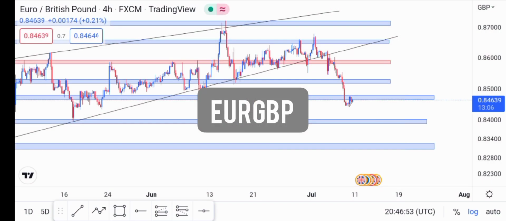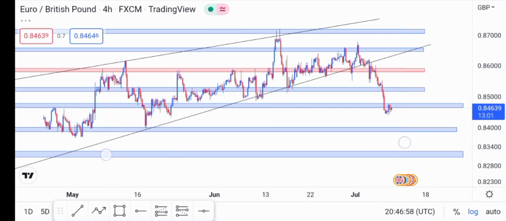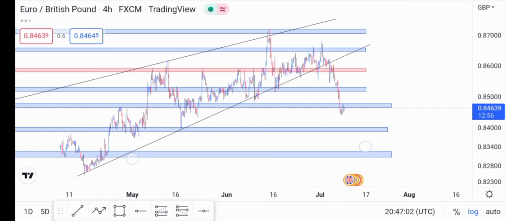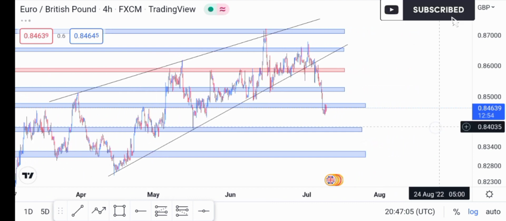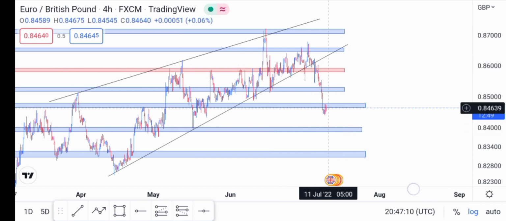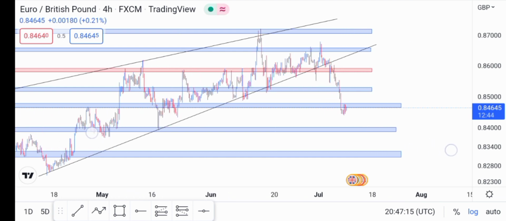Okay, so now we are on EURGBP. So as you can see, the market has been pushing to the upper side, and from this point right over here, it decided to push downward up until here. So I guess this is quite obvious.